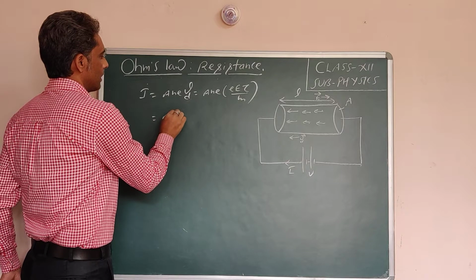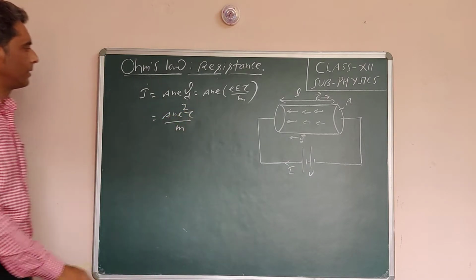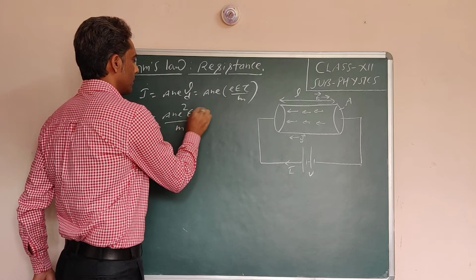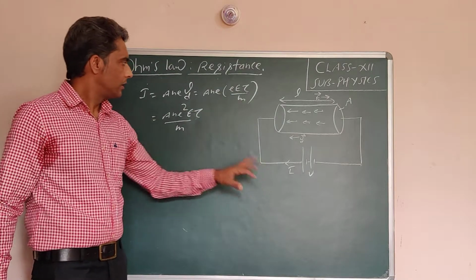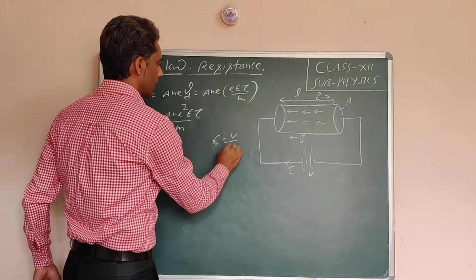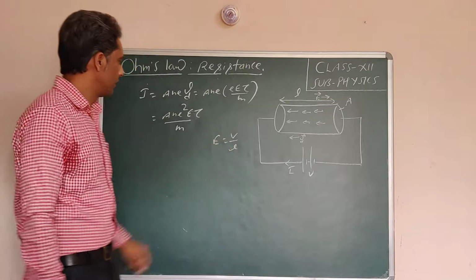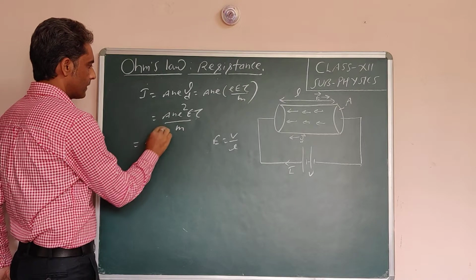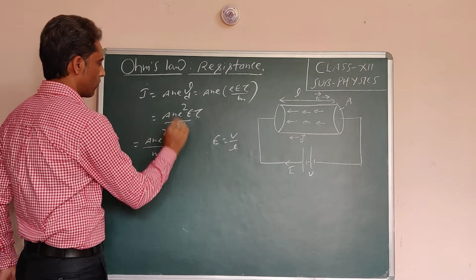This is equal to n e square tau over m into E. Also, we know that this E can be written as V over L, because E is equal to minus dV by dr. We already know that relation. So this is equal to n e square V over L tau.